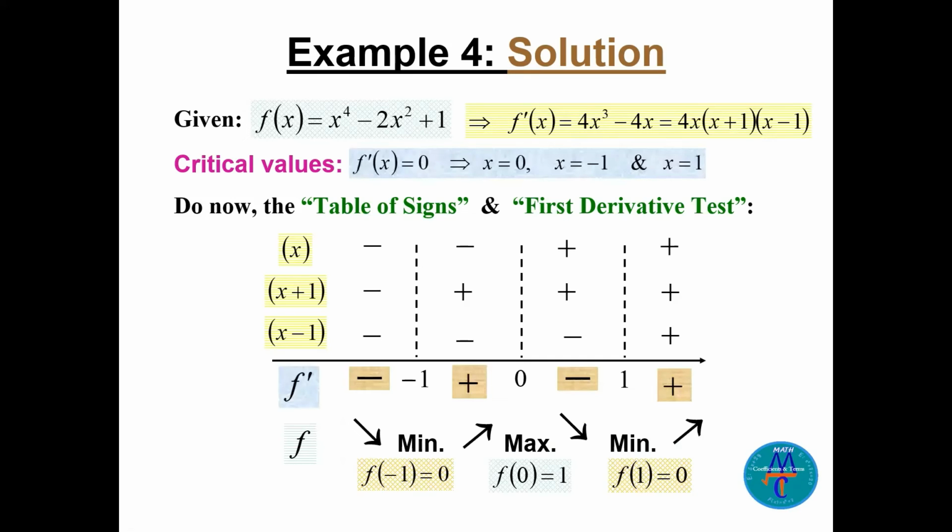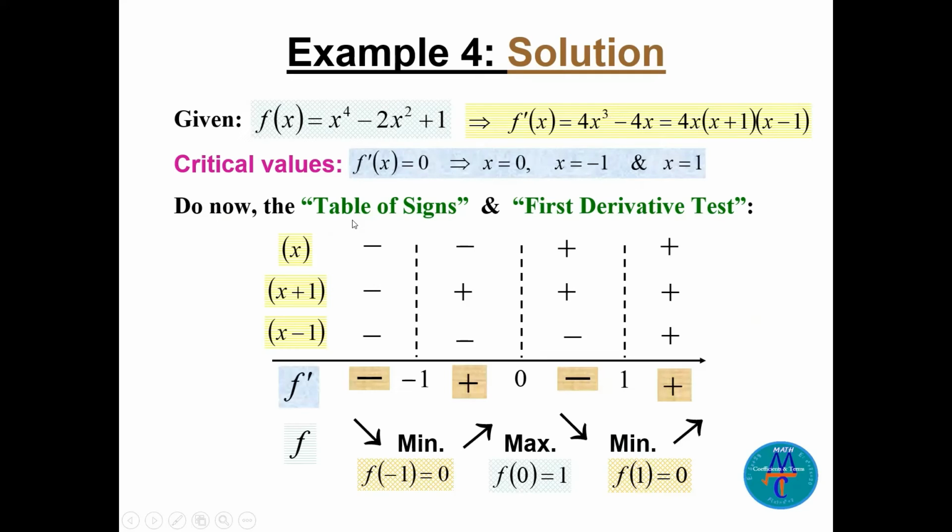Let's see, this is the function f. Let's find f prime directly: 4x cubed minus 4x. Take 4x as a common factor, then you have x squared minus 1. You factor more, you get x plus 1, x minus 1. So the critical values are when f prime is equal to 0. So there is a 0, there is a minus 1, there is a 1.